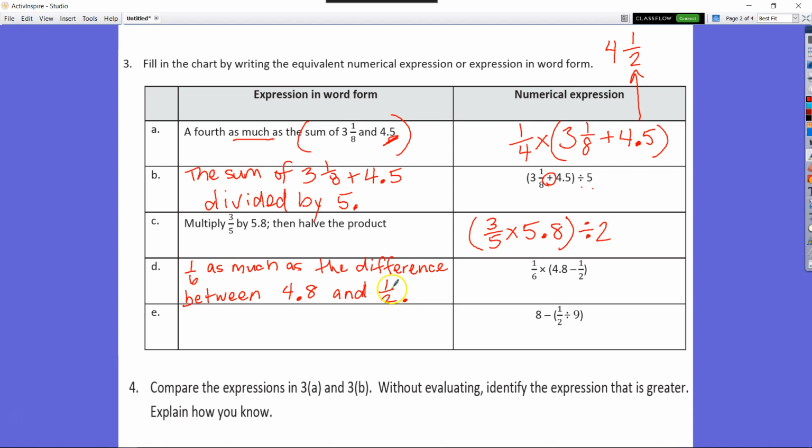Now, of course, 1/2 we can also write as 5/10 if you wanted to use the decimal form. All right, last but not least, let's take a look at letter E here. And we have 8 minus, and then we have our parentheses, 1/2 divided by 9, close parentheses.